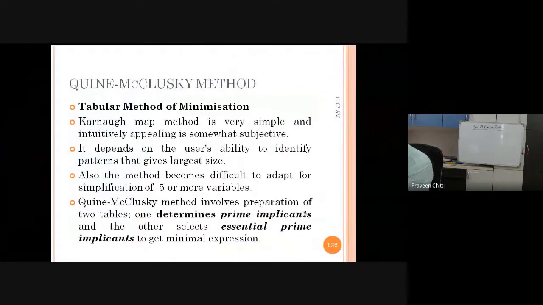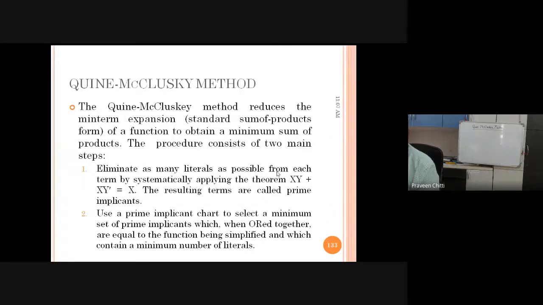So in the Quine-McCluskey method, we are using two different tables. Instead of a graphical method, the Quine-McCluskey method is called the tabular method, wherein we use two different tables, one to determine the prime implicants and the other to select the essential prime implicants to get the minimal expression. So as you can see here, the Quine-McCluskey method reduces the min-term expansion, that is the standard SOP expression, to get the minimum product terms.